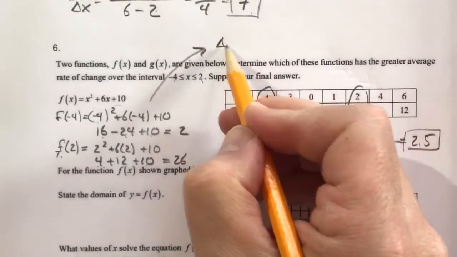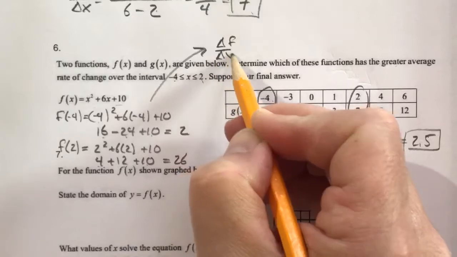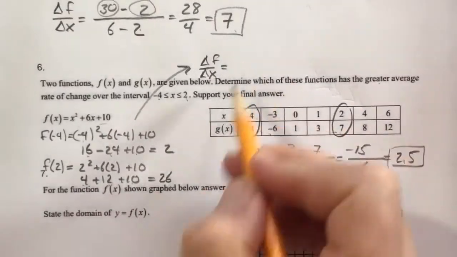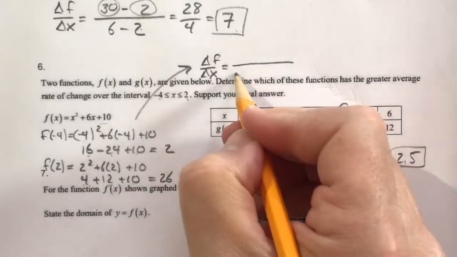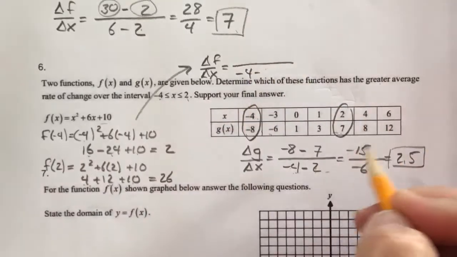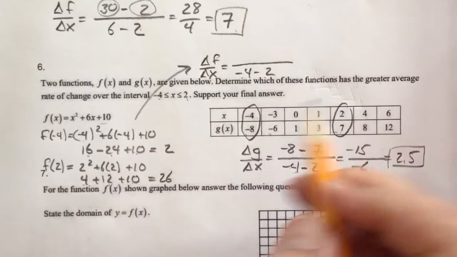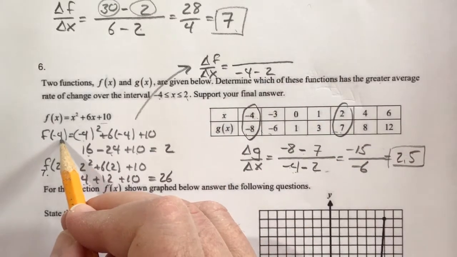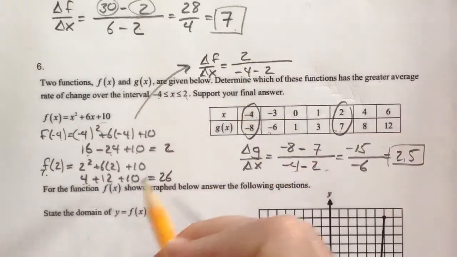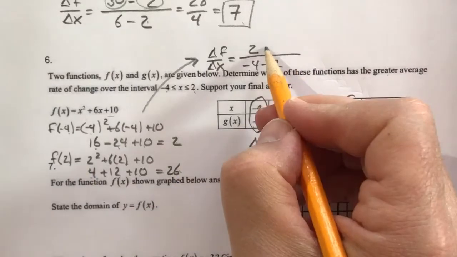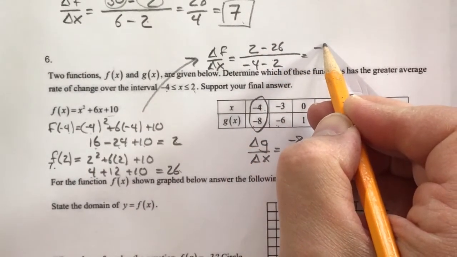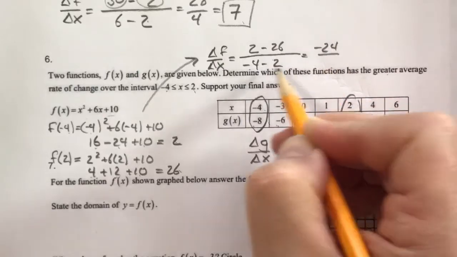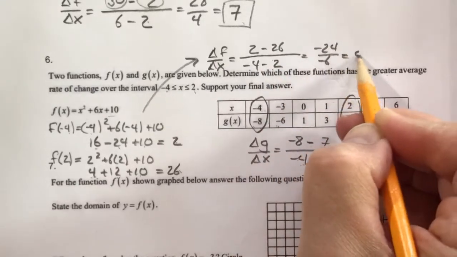Okay, so what is the change in this function over the change in x? All right, so I got 4 minus, I'm going to do the same thing. 4 minus 2. When the input was -4, I got an output of 2. When the input was 2, I got an output of 26. So I'm getting -24 over -6, which gives me 4.